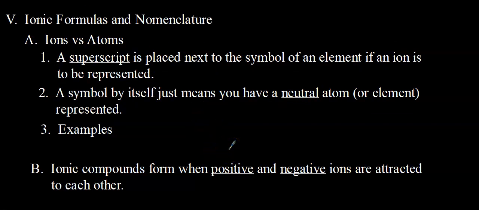Now for ionic compounds specifically, we need to make sure we tell the difference between an ion and a neutral atom. For ions, a superscript is placed next to the symbol. So we've seen this before. We use a positive or negative superscript, so +1, +2, -1, -2, and that represents the charge of the ion. If you have a symbol just by itself, that means you have a neutral atom.